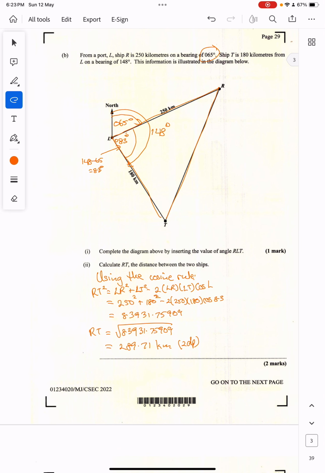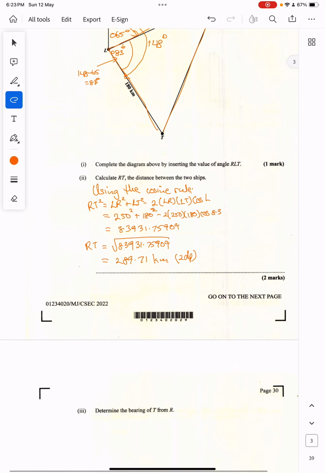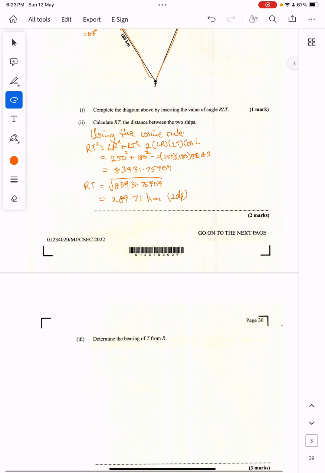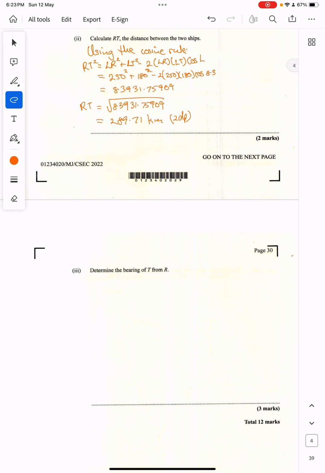Now remember that the formula sheet is given at the front of your paper. So if you don't remember all of the elements of the rule, just look in your formula sheet, get the formula. If you need to relabel your triangle as you do it to match the formula, then by all means go ahead and do that, but you have to become familiar with how to use the formula that is given to you. Part 3 is asking us to determine the bearing of T from R.